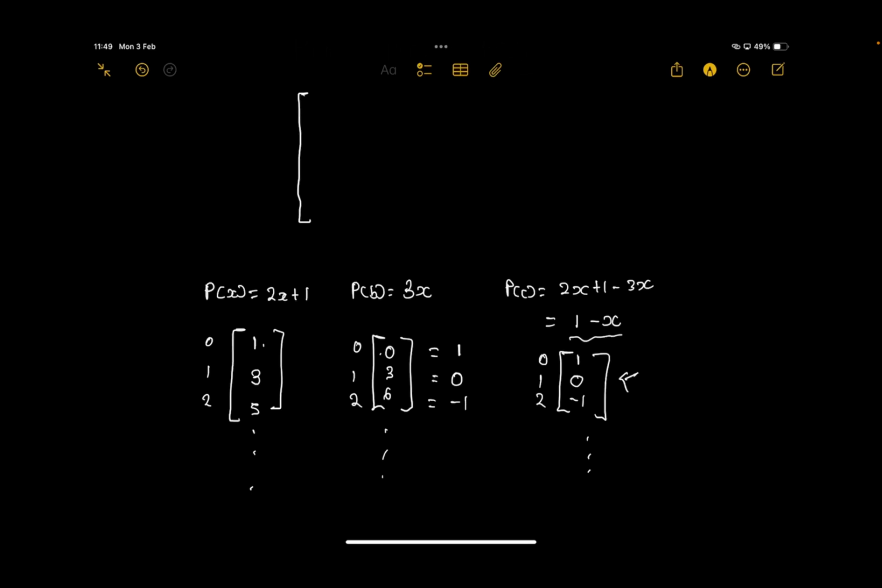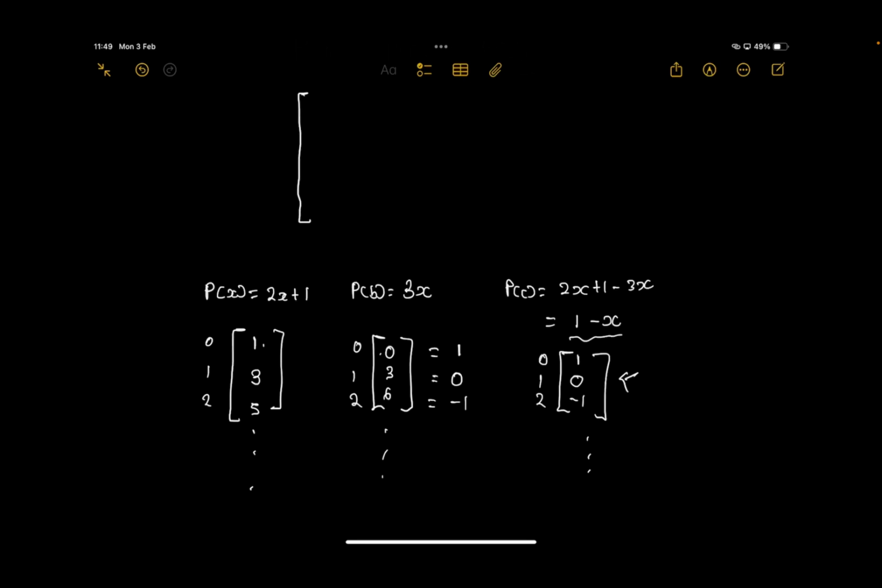So another way to see polynomial subtraction is just seeing that the evaluations are just subtracting each other at all the different values of x. So that's what polynomial subtraction is doing. It's just subtracting them at all values of x.